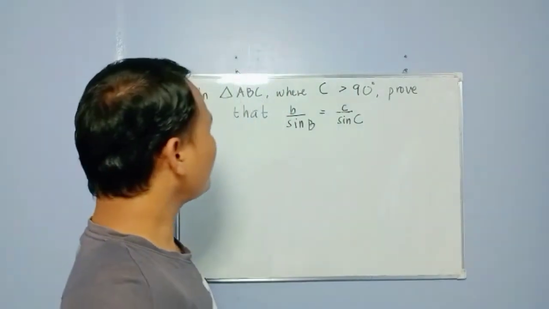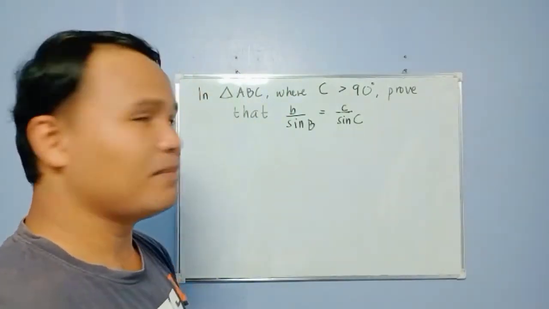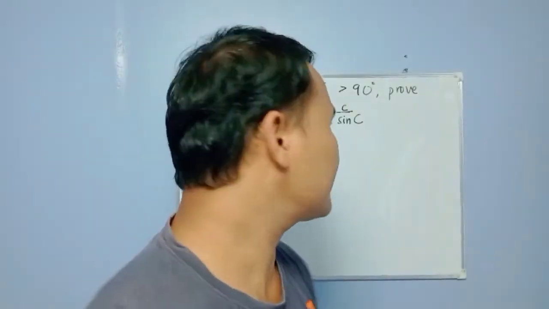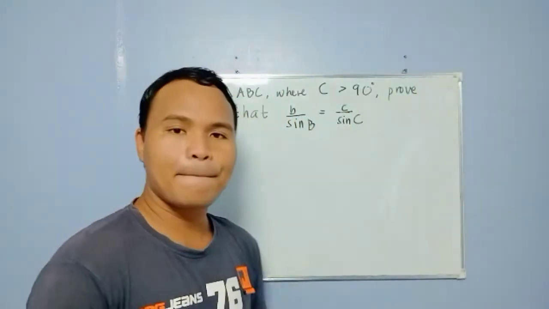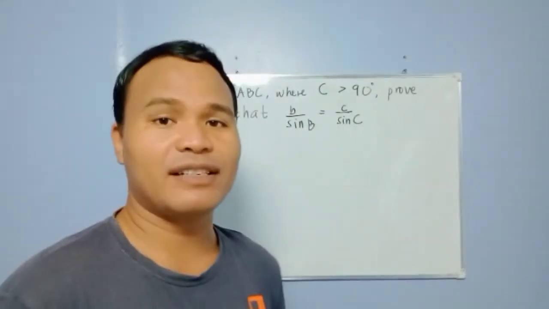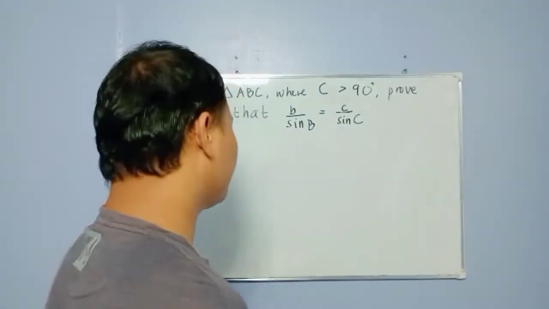Okay. Now, one of the problems that was sent to me is this one. In triangle ABC, where C is greater than 90 degrees, prove that b over sine B equals c over sine C. So let us illustrate now the triangle.